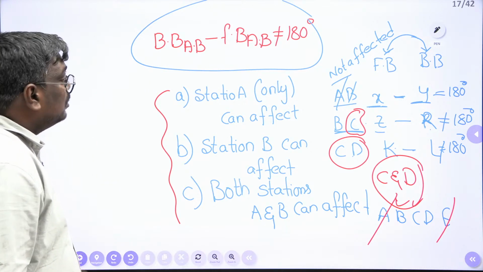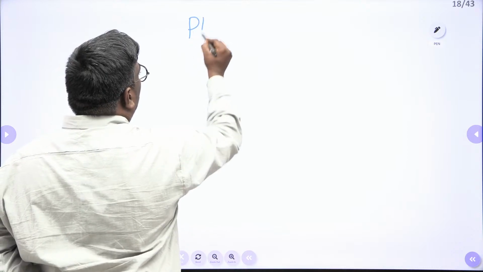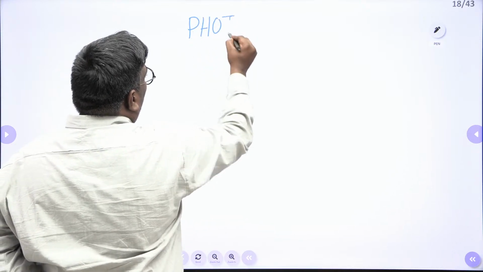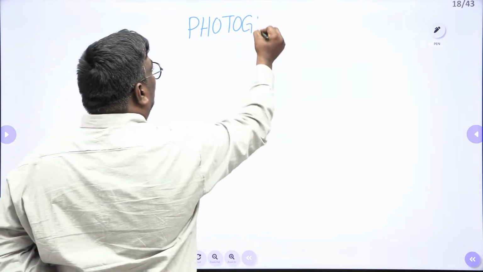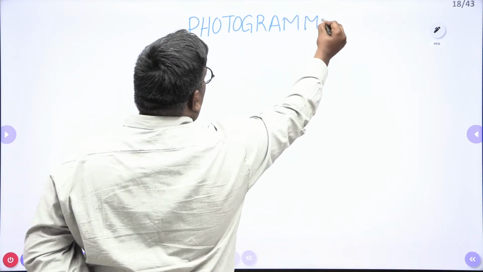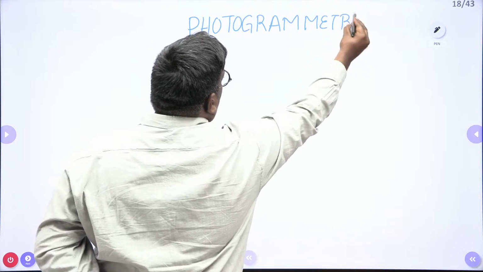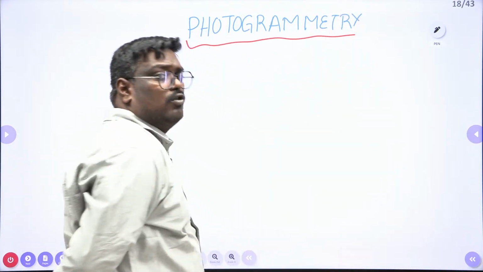Okay. Next, my dear students, I would like to give you some emphasis on photogrammetry. Whatever I told you so far is related to compass surveying; we'll discuss some more on traversing also. Before that, I would like to give you a quick revision on photogrammetry.